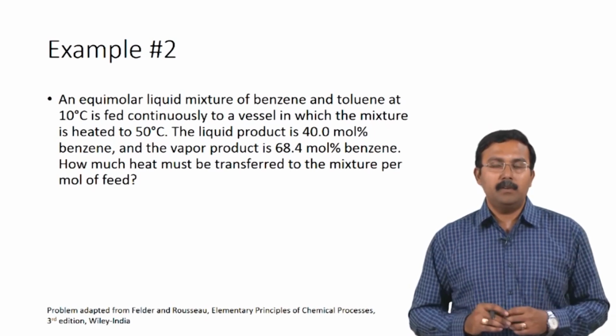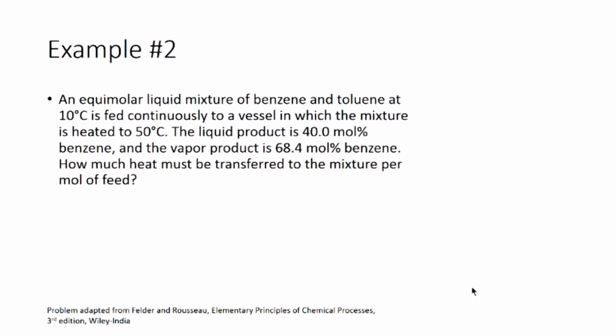So, now let us first convert this word problem into a flow sheet. So, we have a system where an equimolar mixture of benzene and toluene is entering. So, this means you have 0.5 moles of benzene per mole and 0.5 moles of toluene per mole which is entering. So, from here you have two streams which are leaving, one is a gas stream which is a vapor phase stream and the other is a liquid phase stream.